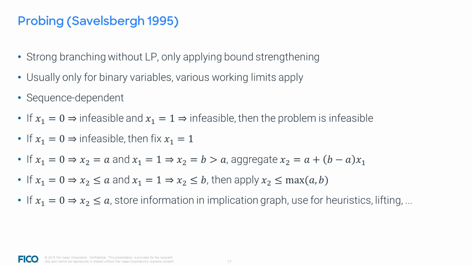Now assume that the two probing directions imply bounds on a common variable and not fixings. We can use the weaker one as a new bound for the common variable. Finally, single direction deductions can be stored in the implication graph.